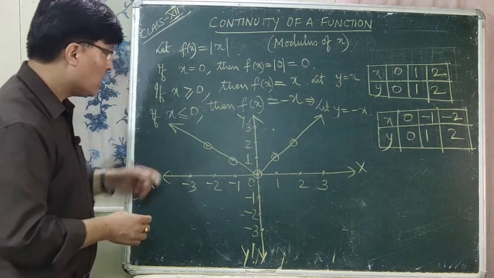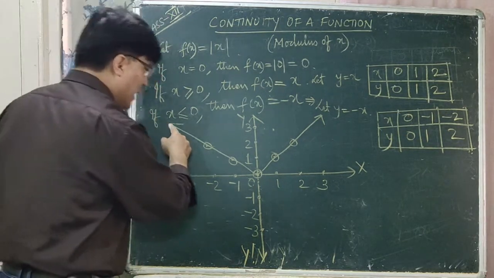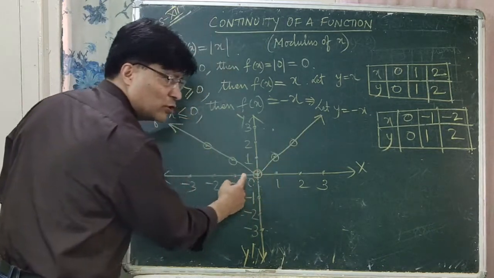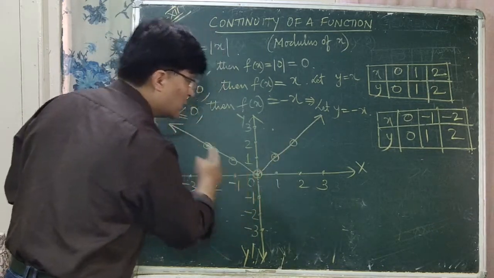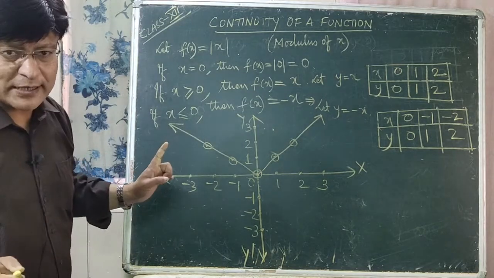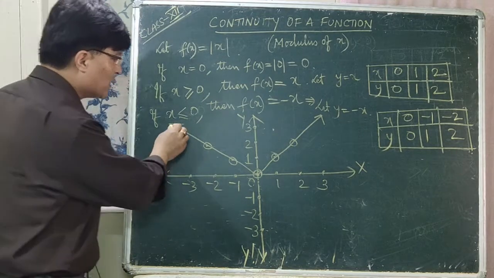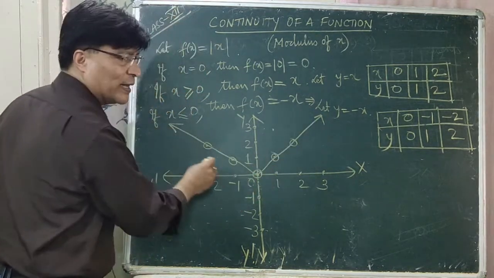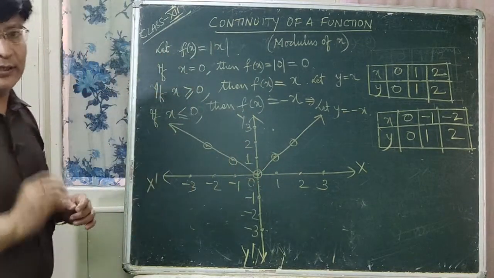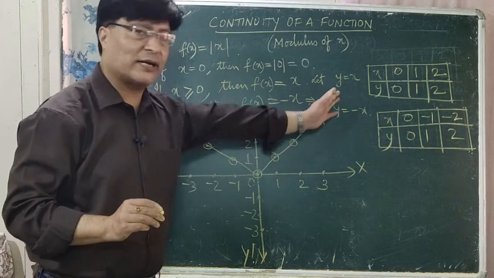Okay? So now, while drawing this graph, do you see any gap out here? No gap is there. Here we are drawing the straight line without lifting the chalk out here, isn't it? So this is a continuous graph.